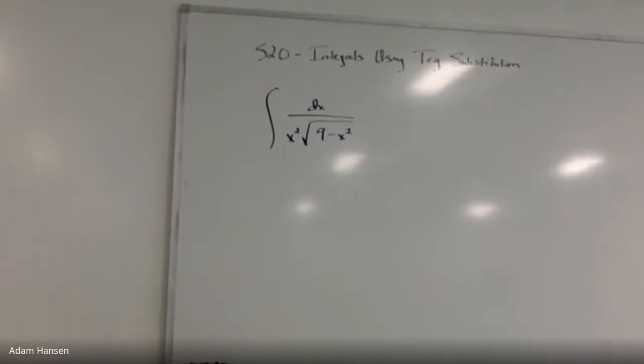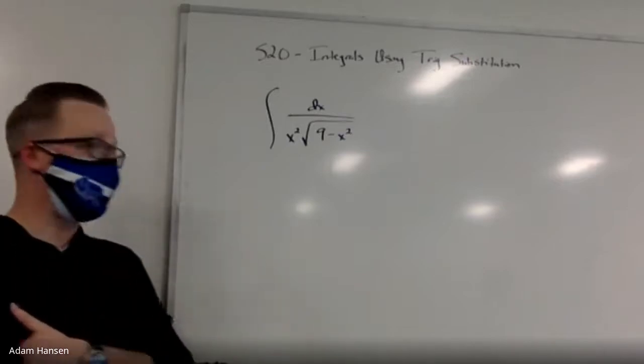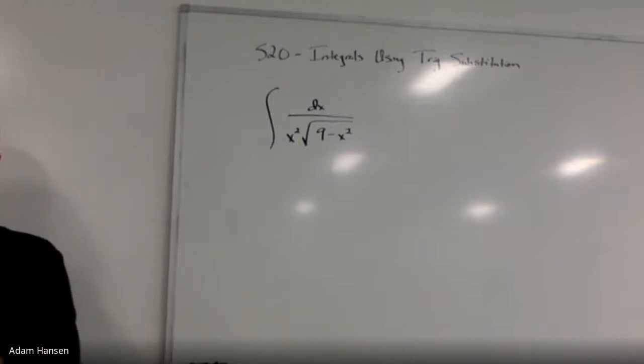Trig substitution, integrals using trig substitution. I want to evaluate the antiderivative of dx divided by x squared root 9 minus x squared. Earlier, we looked at evaluating integrals using u substitution when I had a composite. Let's see if that method works here.